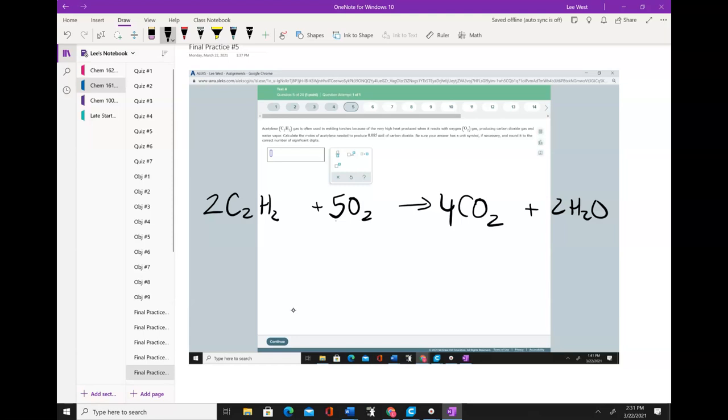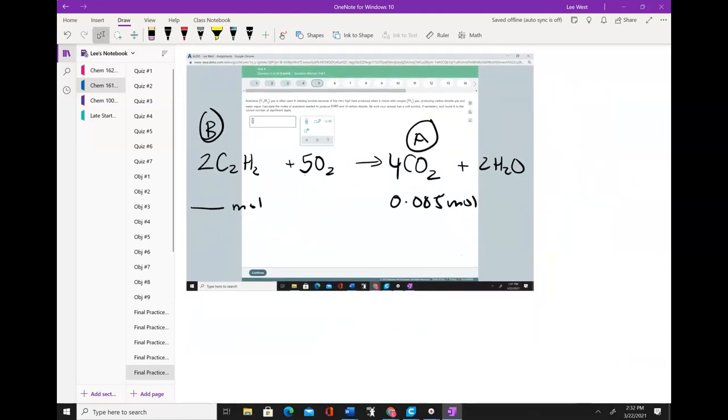Calculate the moles of acetylene needed to produce 0.085 moles of carbon dioxide. So it's simply a moles of A to moles of B, where that's my A and that's my B. And how do I do moles to moles? I use a mole ratio.